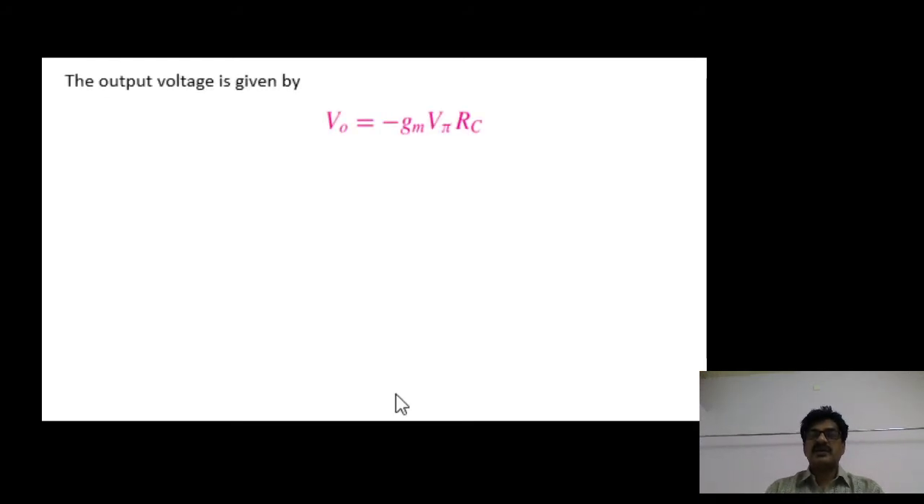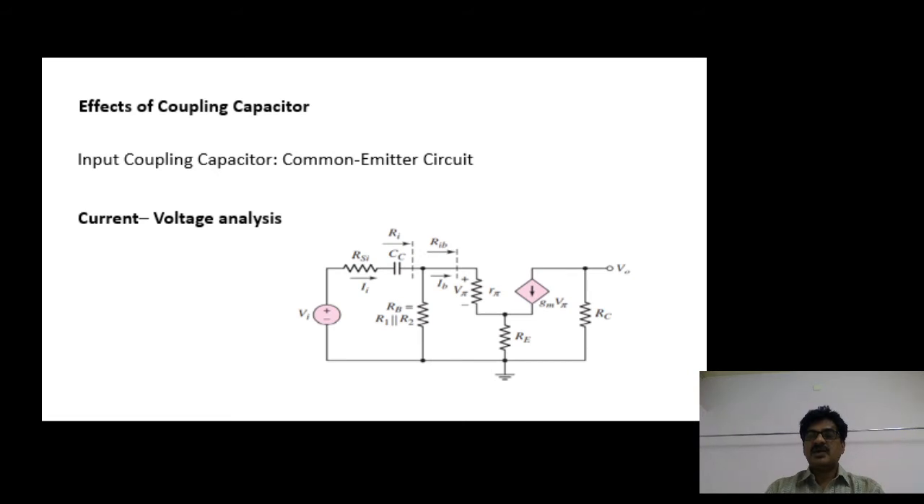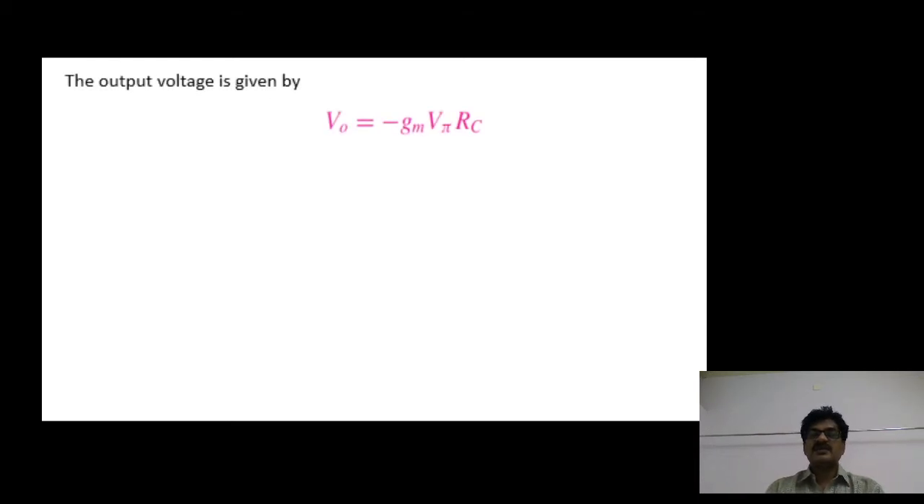First of all, deriving the gain, the output voltage from the circuit is given by the drop across RC. The drop across RC is the output voltage, that is minus gm V pi into RC. So the output voltage is minus gm V pi RC, where V pi, from the circuit, is IB into R pi.